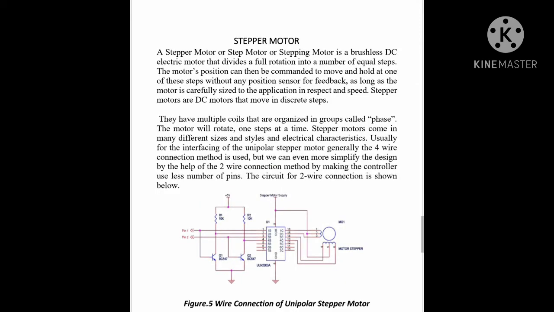Now, I will tell you about the stepper motor, which is an important part of the invisible eye system. A stepper motor is a brushless DC electronic motor that divides a full rotation into a number of equal steps. And how is this stepper motor used in the invisible eye? As the sensor detects any intrusion, the stepper motor starts rotating around those sensors.